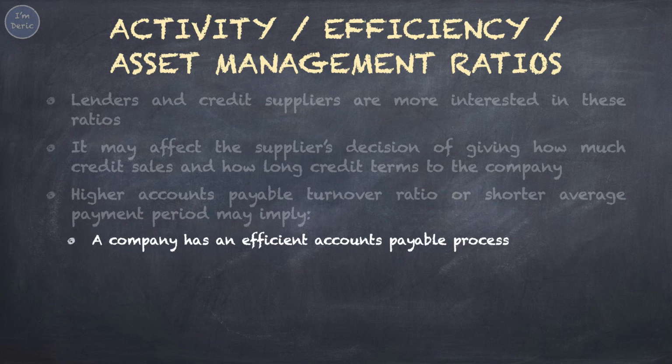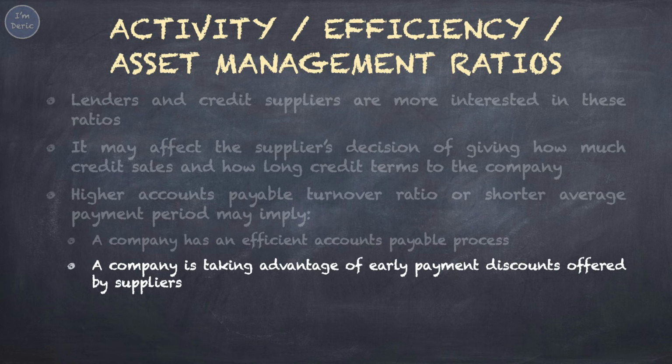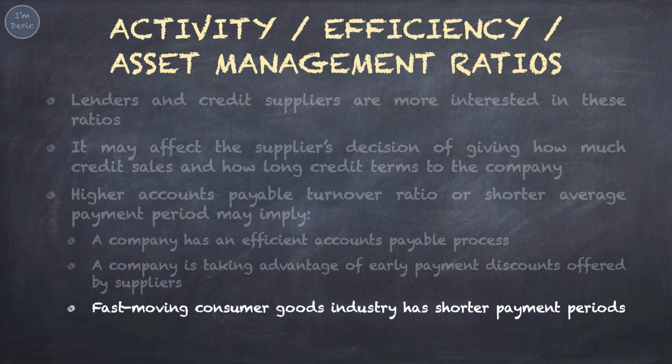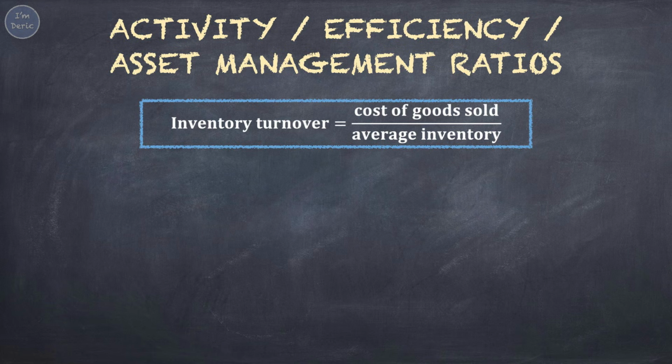A company has an efficient accounts payable process so that it can process and pay invoices more quickly, resulting in a higher accounts payable turnover ratio. A company is taking advantage of early payment discounts offered by suppliers, causing it to pay invoices more quickly to obtain the discount. Fast-moving consumer goods industry, such as retail industry, usually has shorter payment periods than others. Since the company receives cash more quickly from its customers, it will be able to pay the suppliers more quickly as well. Next, inventory turnover.